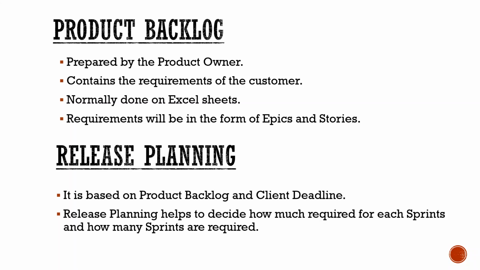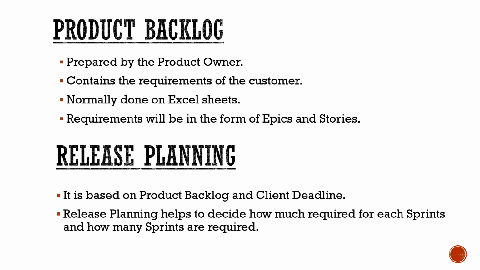Next thing is release planning. It is based on the backlog and the client deadline. A product owner discusses with the client what things should go for the release, and that particular release should go for how many sprints. In previous slides we discussed that a sprint activity takes 2 to 4 weeks. Normally, in certain companies it takes 2 weeks or 4 weeks.